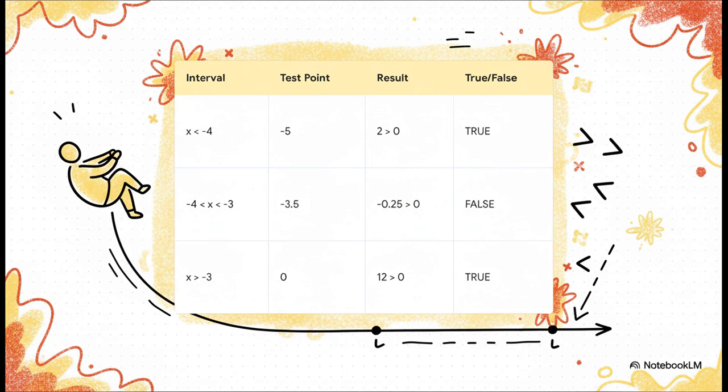Now we test a point from each zone. So from the far left zone, let's pick -5. Plugging that in gives us 25 minus 35 plus 12, which is 2.